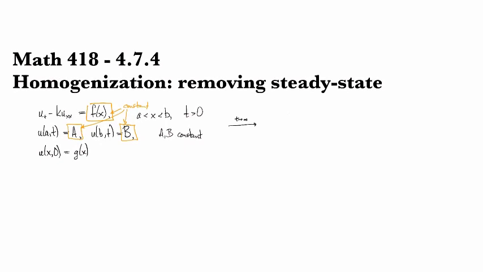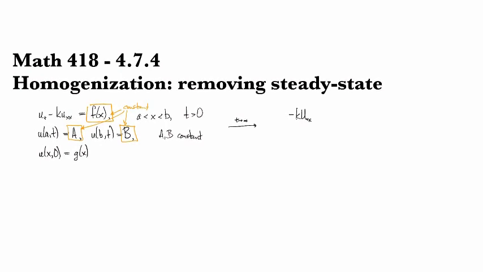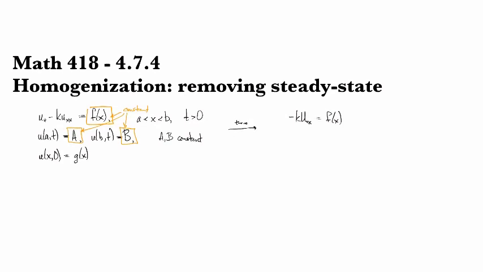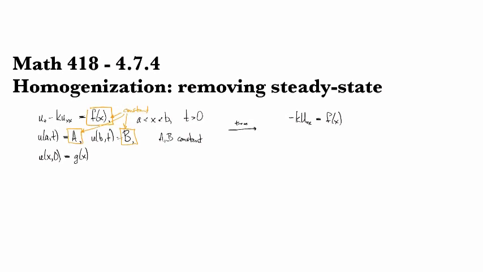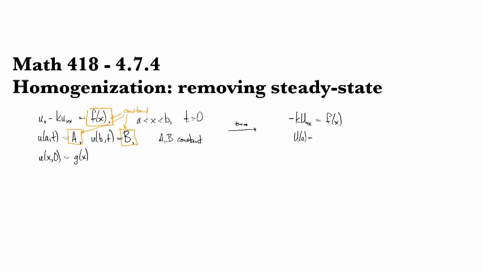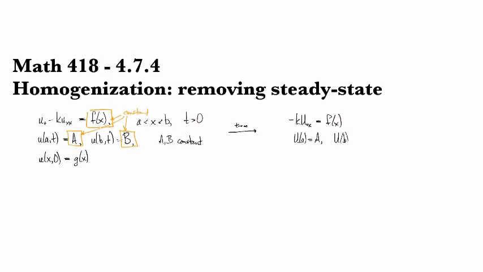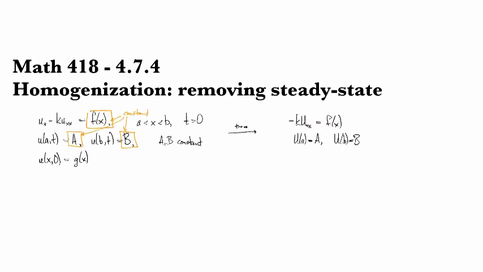Now, in that case, as time goes to infinity in the long run, we expect this to tend to an equilibrium state. And the equation for the equilibrium state will be given by minus kuxx equals fx, because the ut part tends to 0. And the boundary conditions will roll over onto this equilibrium variable as well.